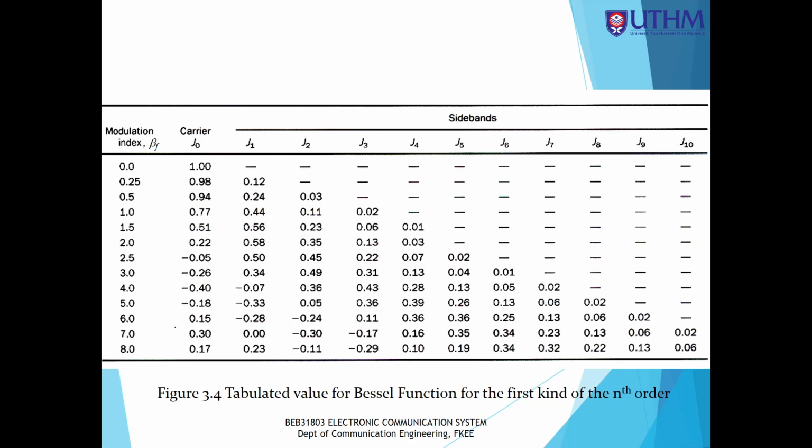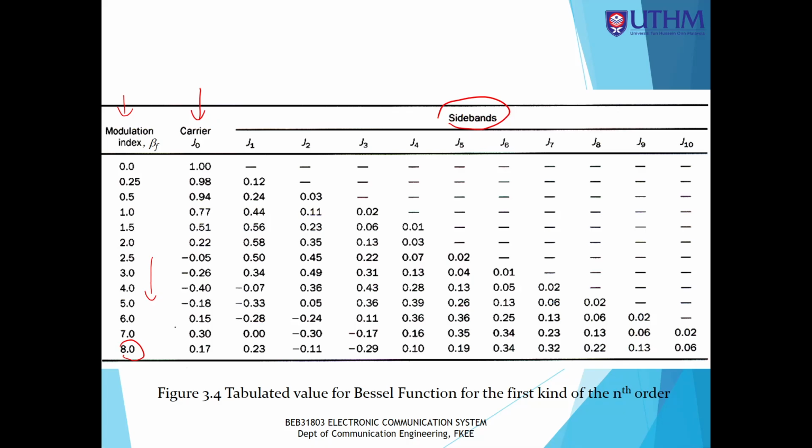Okay, so if you see from the first column here on the left, it is the modulation index beta F from 0 until 8. And then the next column is the carrier component J0. And then the sideband components from J1 until J10. These sidebands are pairs of sidebands. We have the upper and also the lower. It shows how many pairs of sidebands.